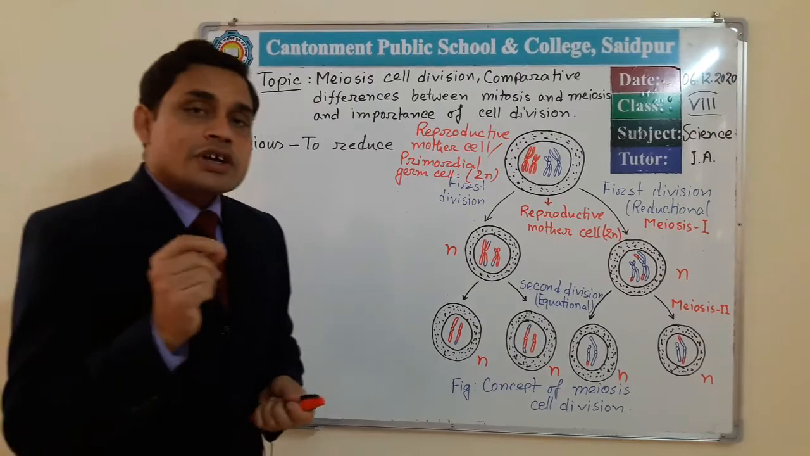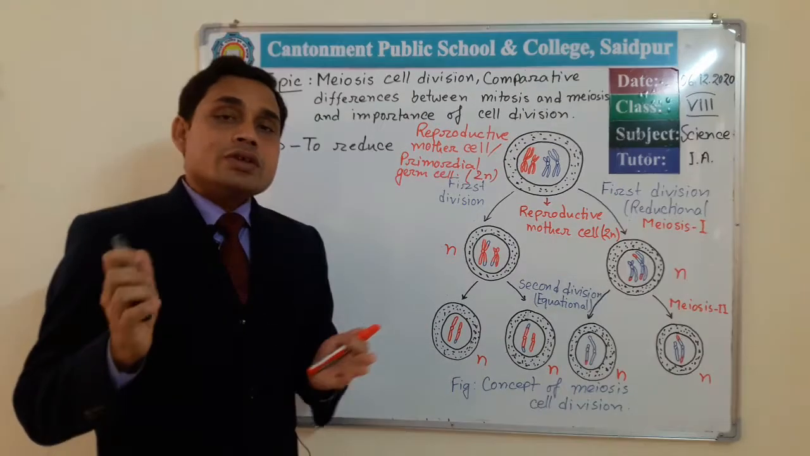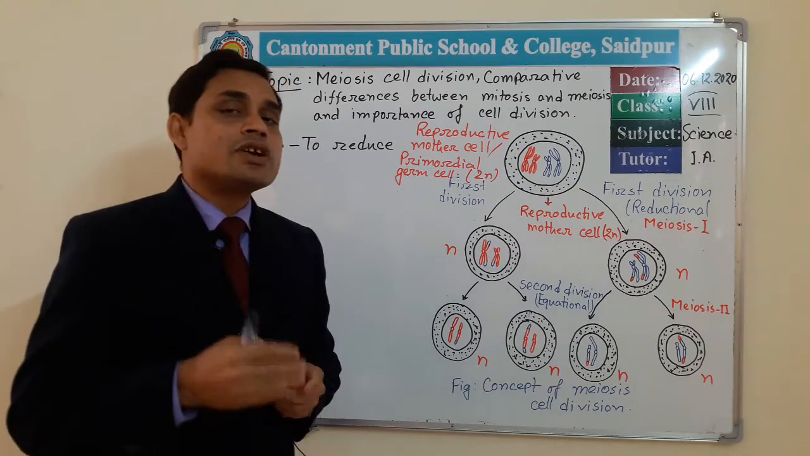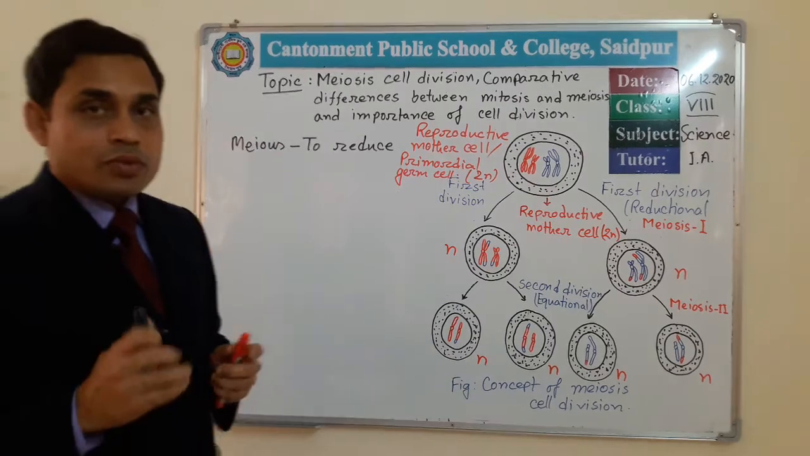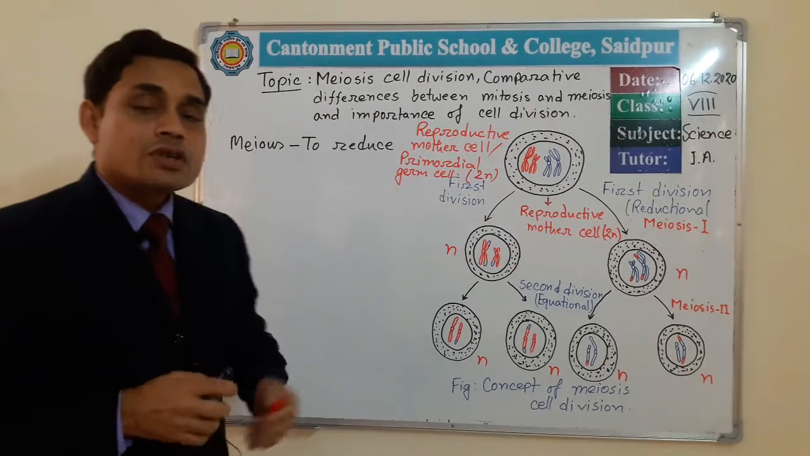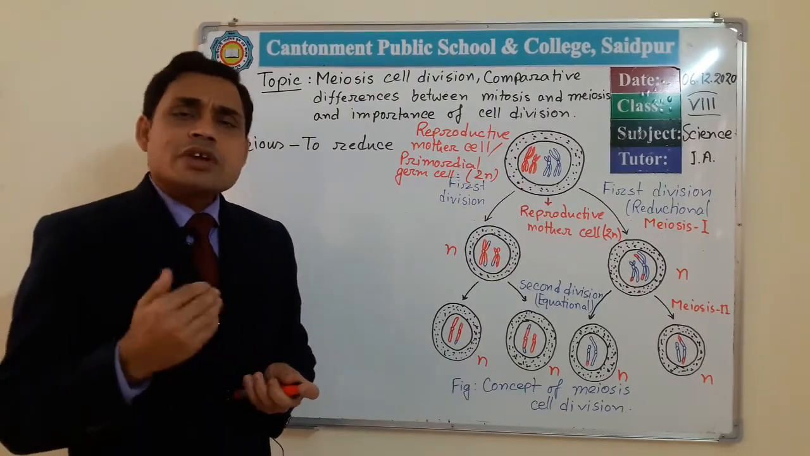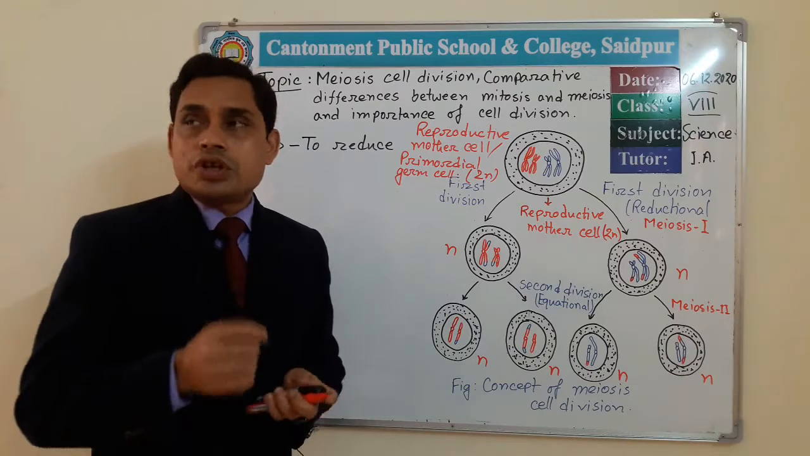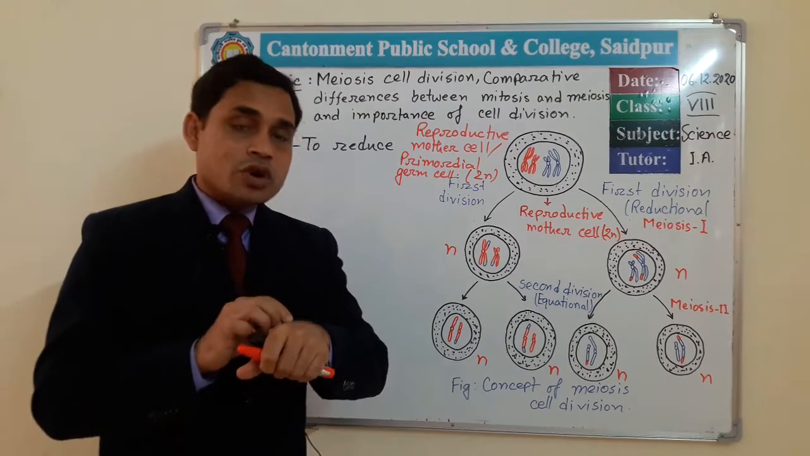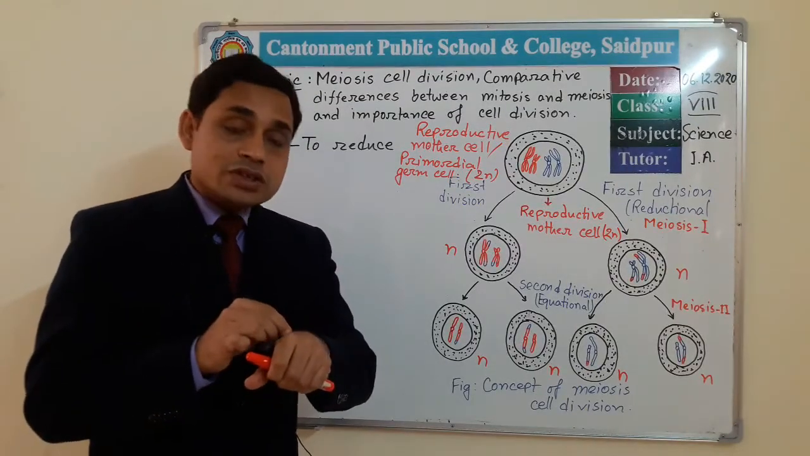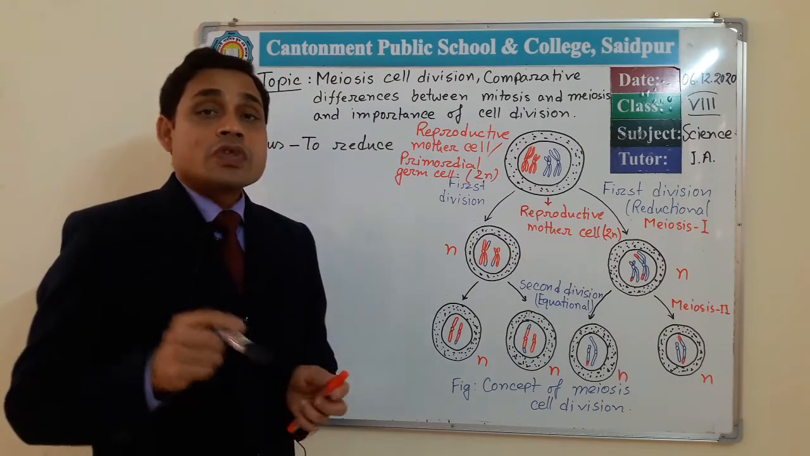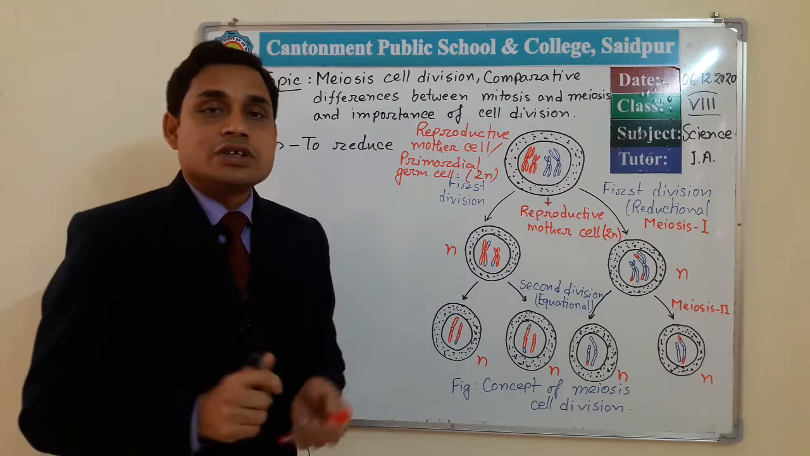Now reproduction. Many unicellular organisms reproduce, that means increase their number, through cell division. Unicellular organisms reproduce through this process of cell division. And we can mention the healing up of injury. Sometimes we have different types of injury in our body, but in the passage of time this injury heals up. How does this injury heal up? By the help of cell division. So cell division helps to heal up the injury.